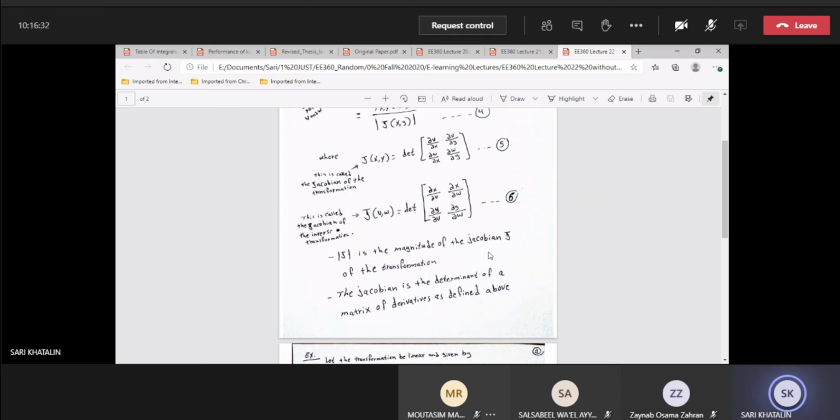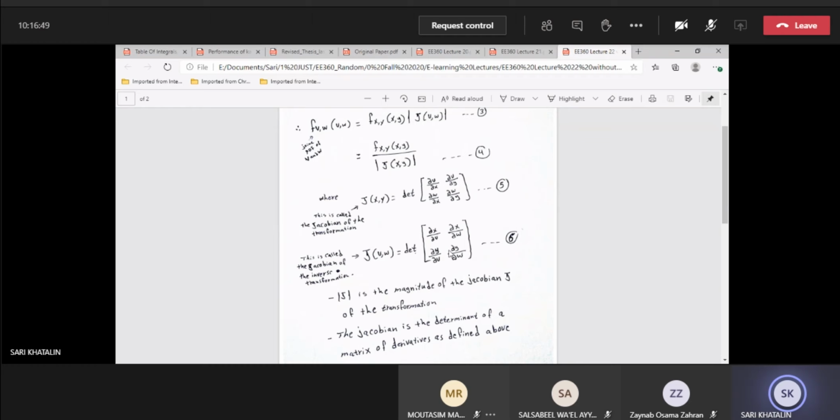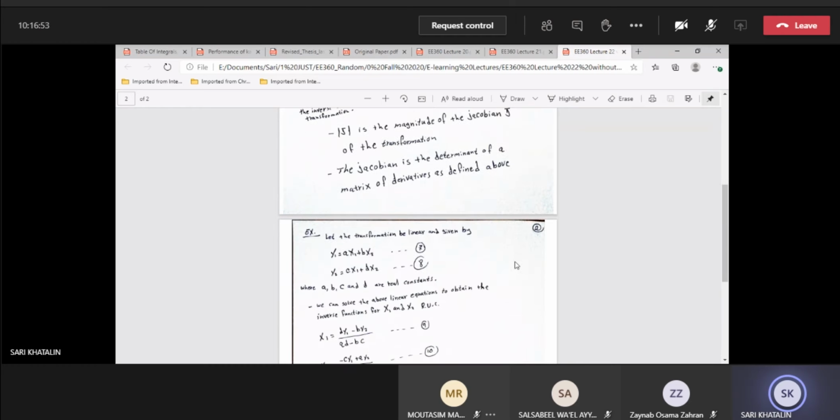Okay, this is just basically explaining what the Jacobian is. This is magnitude. We take the magnitude of the Jacobian. Okay, if it's negative, obviously it's going to be positive. So let's take a simple example to explain this one a little bit better. Equation 2, page 2.